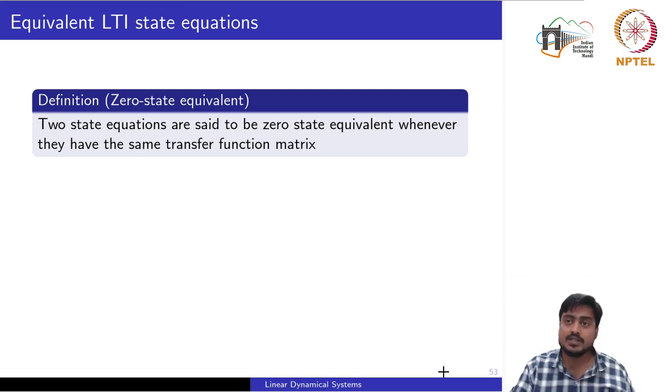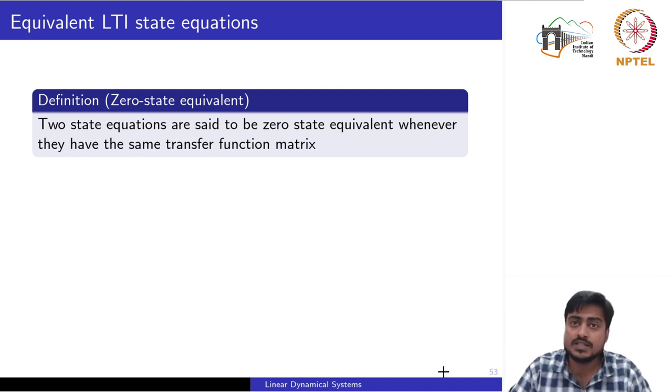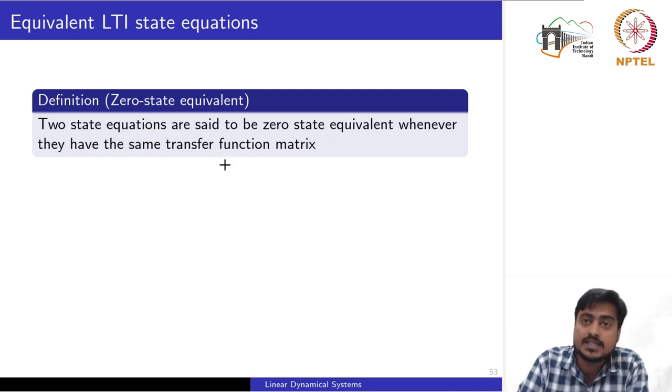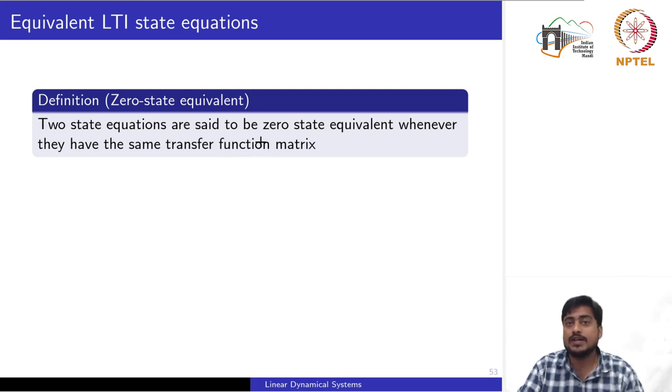Let's introduce another definition, what we call the zero state equivalence. In the last couple of lectures, we also defined what we mean by zero state equivalent. This is a natural definition: two state equations are said to be zero state equivalent whenever they have the same transfer function matrix. So now we have introduced two definitions. One is algebraic equivalence, another is zero state equivalence.